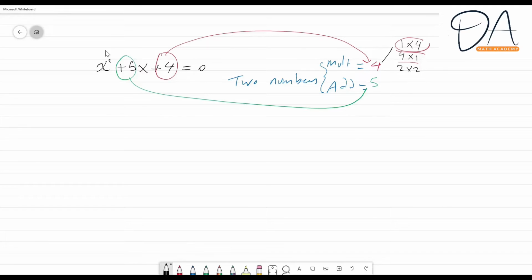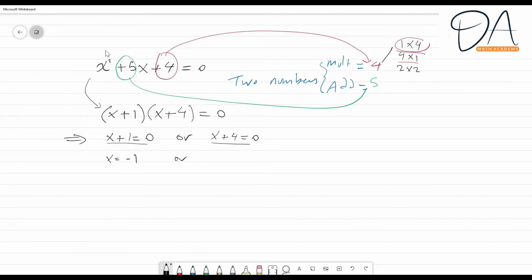So what we'll do next, we write this as two factors: x plus the first number, 1, times x plus the second number we found, 4, equal to 0. You have two factors that give 0, so one of them has to be 0. You cannot get 0 unless one of them is 0. This means that x plus 1 is equal to 0, or the other possibility is x plus 4 is equal to 0. And from this one, we can find x equal to minus 1. We can subtract 1 from both sides, so this gives you x equal to minus 1. Or from the second equation, we can also find x equal to minus 4.